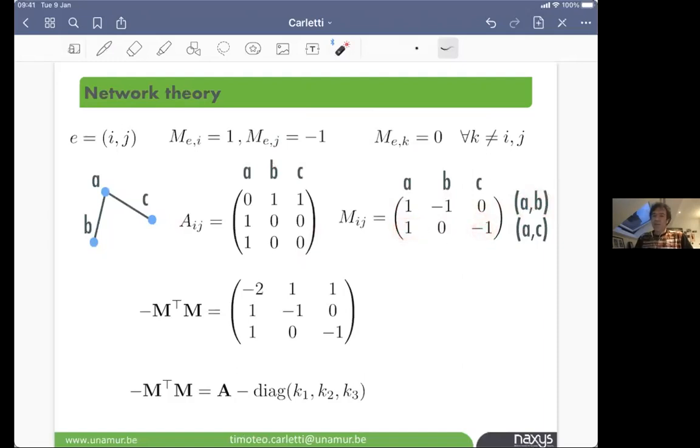What is interesting with this incidence matrix is that if you do the product M transpose times M, you change the sign, you find a matrix which is N times N. So it looks very similar to the adjacency matrix. Indeed, it is the adjacency matrix minus a matrix such that on the diagonal you have minus the degrees. So if you have this incidence matrix, you can reconstruct your adjacency matrix just by doing this product, changing one sign if you want, and removing the diagonal. This will be used in the following once we have the dynamics on the network.